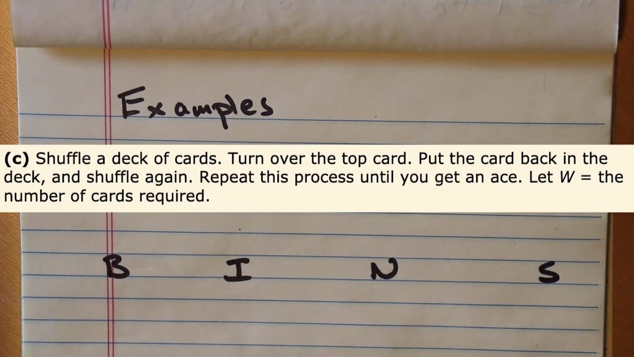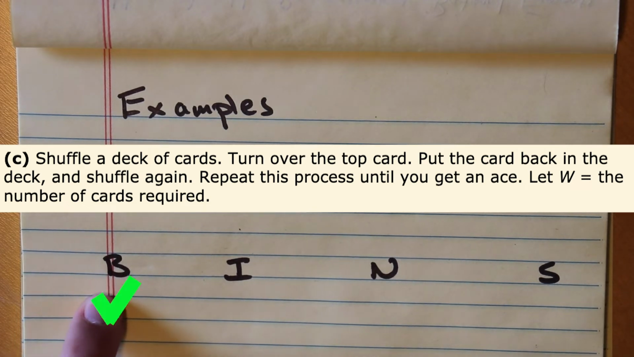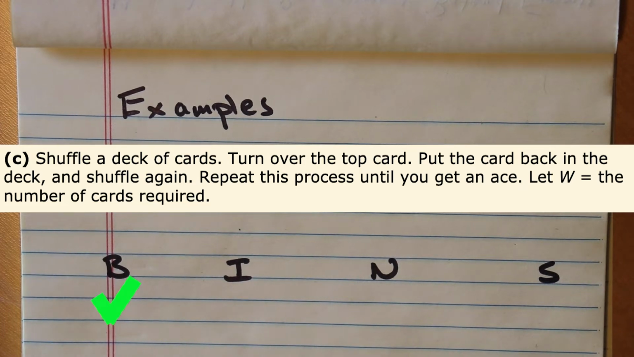Next example. You shuffle a deck of cards, turn over the top card, put the card back in the deck and shuffle again. Repeat this process until you get an ace. Let W equal the number of cards required. So W is the number of cards it takes for you to eventually get an ace. Binary, yes, because it's either an ace or it's not. Independent, that's actually going to be okay this time because you're putting the ace back into the deck and then shuffling.